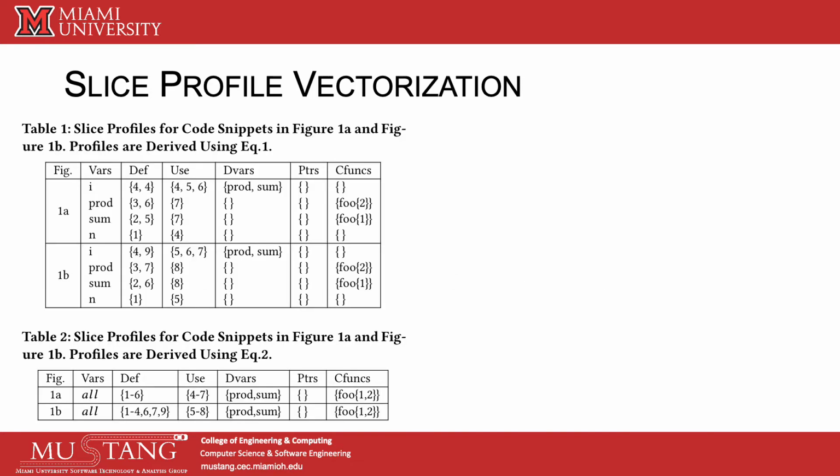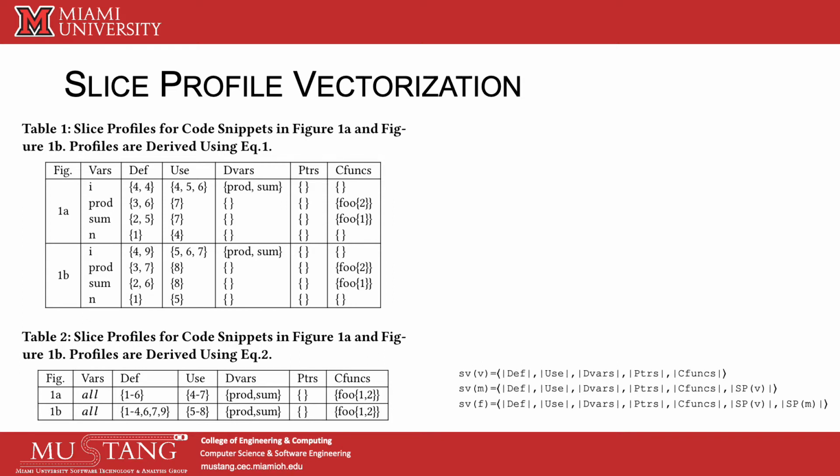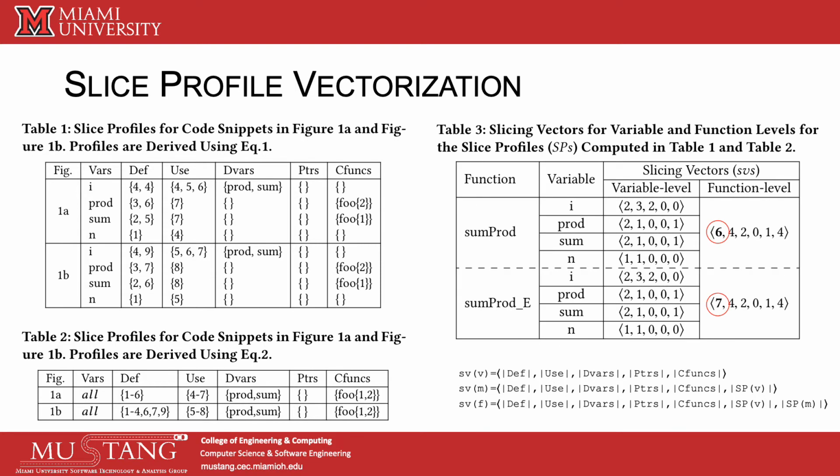In this slide, we try to show you how we create the slicing vector. For the same example, table 1 represents the variable level, and table 2 represents the slicing profiles calculated at the method granularity level. Here are the slicing vectors. Basically, it contains the def, use, dependent variables, pointers, and call functions. In the method level, we add one dimension representing the number of variables, and in the file, we add the number of methods inside the file. Table 3 represents the slicing vectors for the variable level and function level.